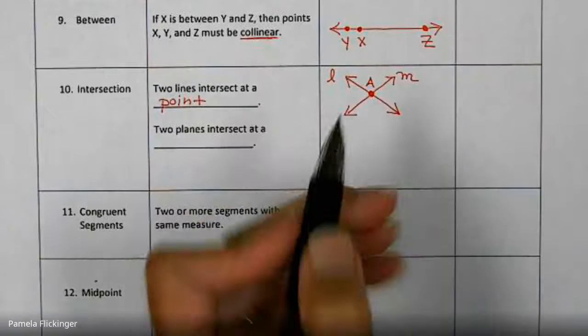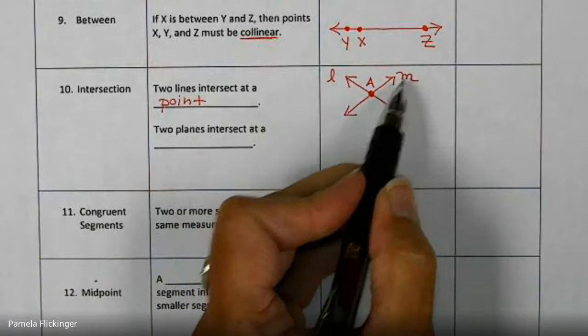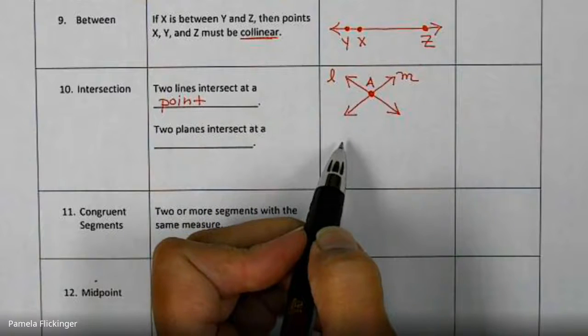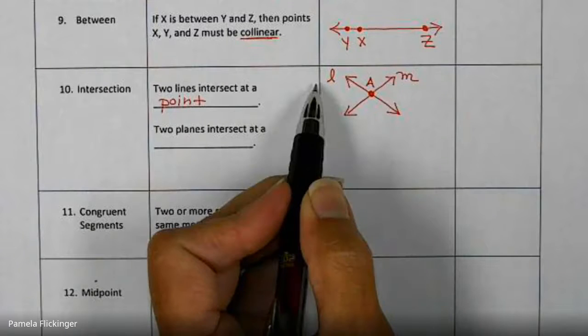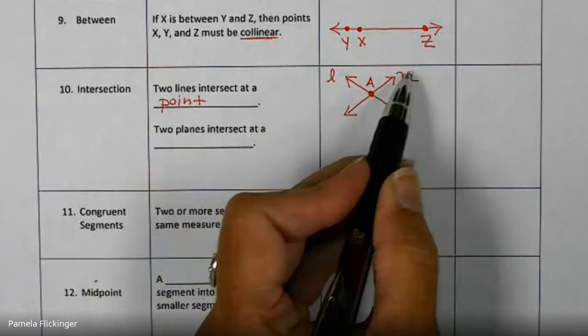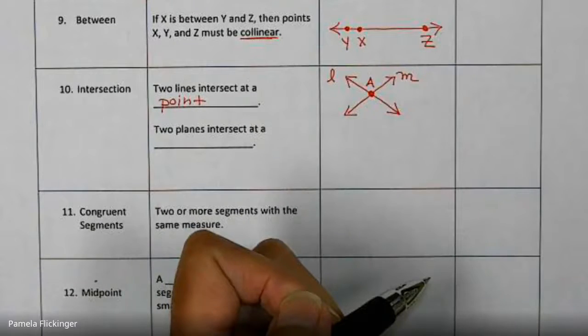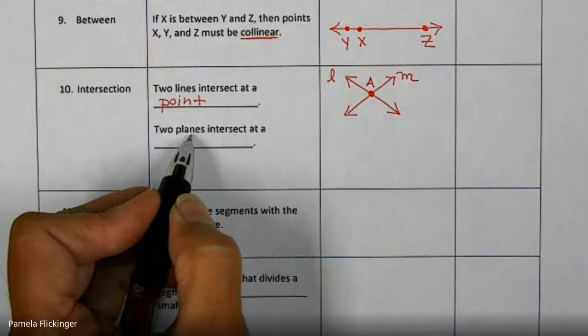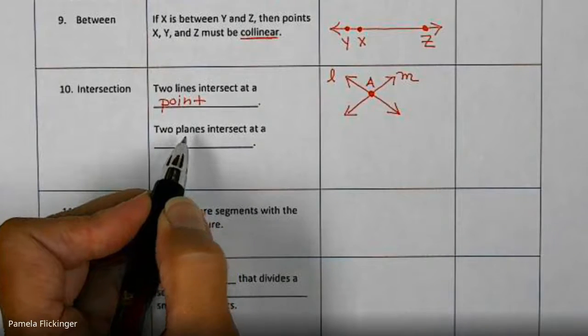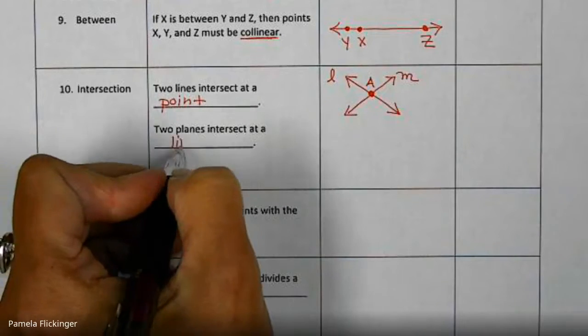Just taking you back to algebra, you learned about systems of equations, right? And systems of equations is when you have two linear equations. The solution was always where they intersected, which was a point. Two planes. Two planes will intersect always at a line.